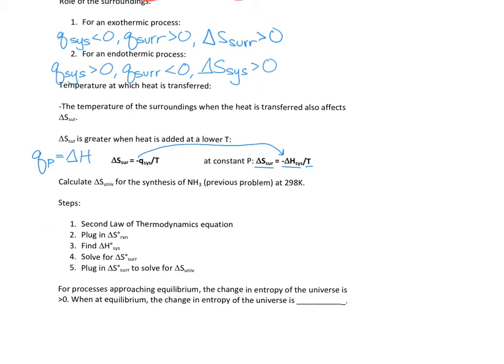First, we're going to write down the second law of thermodynamics. We're then going to plug in delta S of the reaction. We're then going to find delta H of the system at standard state. We're then going to solve for delta S of the surroundings. And then step 5, we're going to plug in delta S of the surroundings to solve for delta S of the universe. So what I want you to do is pause the video, do step 1, and then we'll do that until we finish through step 5.